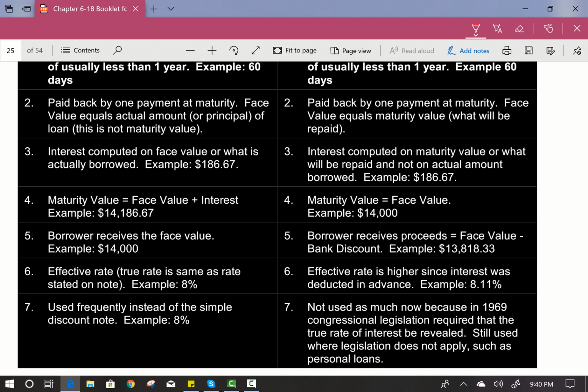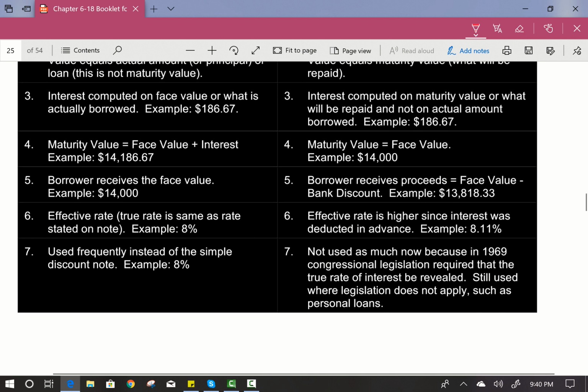The amount that you pay back at maturity is $14,186.67. So the borrower receives a face value of $14,000. The effective rate, the true rate, is the same as the rate stated on the note. In this case, it's 8%. This is used frequently instead of the simple discount note.